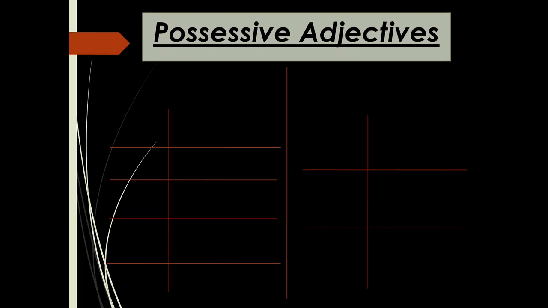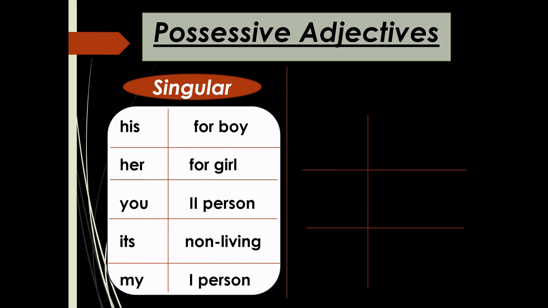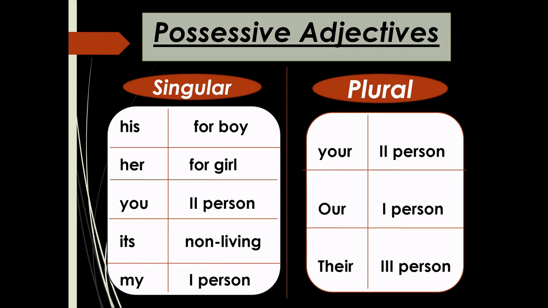Possessive adjectives are divided into two parts. Singular comes first: his is used for a boy, her is used for a girl, your is second person, its is used for a non-living thing, my is first person. While plural comes: your second person, our first person, their third person.